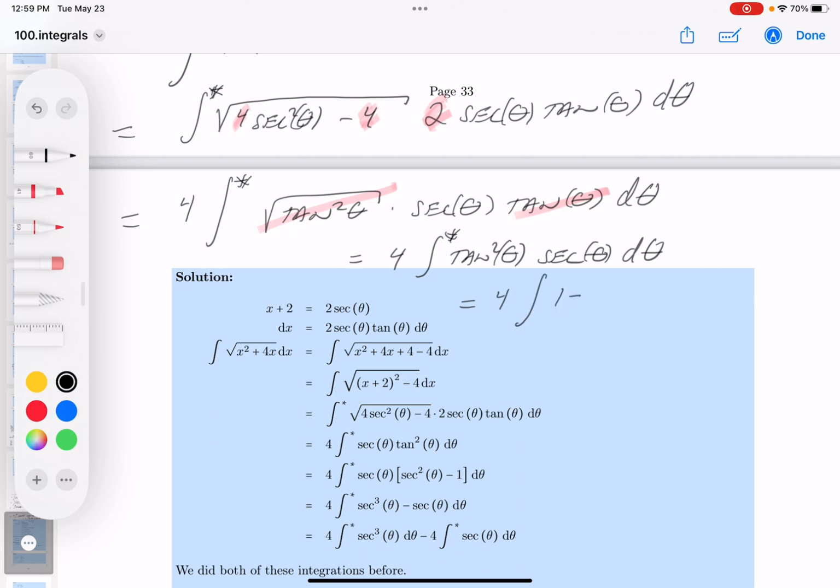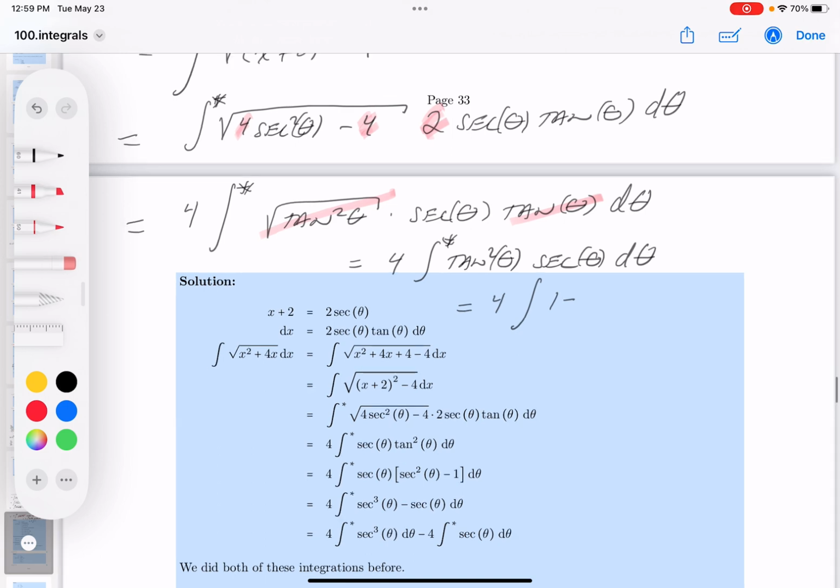And you get 1 minus... I'm sorry, not 1 minus, my mistake. Tangent squared theta plus 1 is secant squared, so it's secant squared theta minus 1. All right, little star here, and then secant theta d theta. What do you get there? 4 secant cubed. This seems to pop up a lot in this worksheet, by the way. And minus secant of theta.